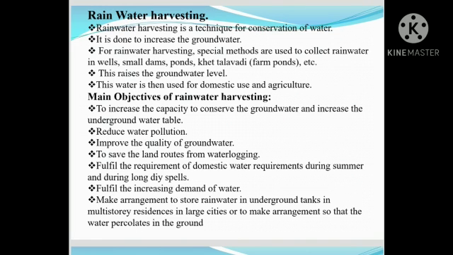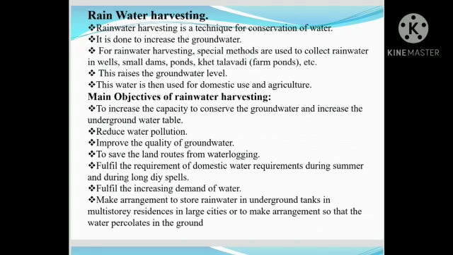Rainwater harvesting. Rainwater harvesting is a technique for conservation of water. It is done to increase the groundwater. For rainwater harvesting, special methods are used to collect rainwater in wells, small dams, ponds, khet talavadi, that is farm ponds, etc. This raises the water level. This water is then used for domestic use and agriculture.